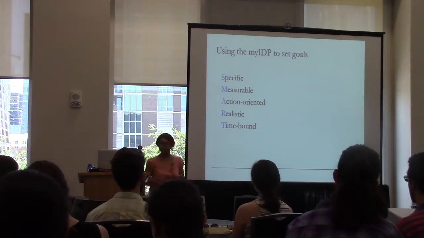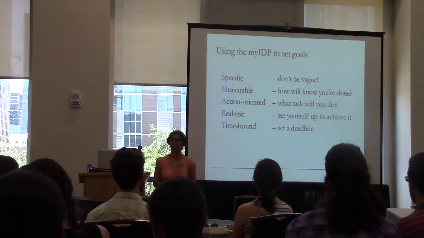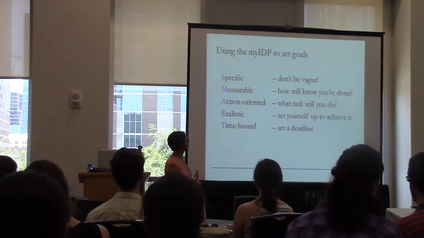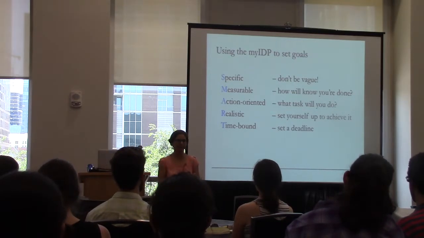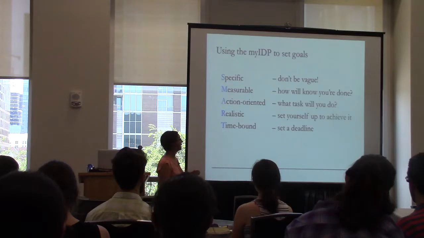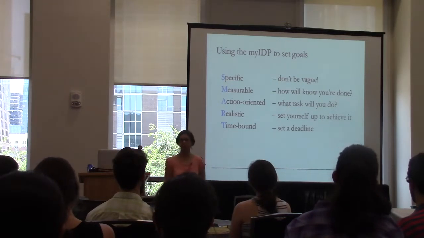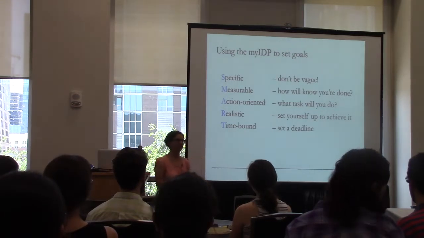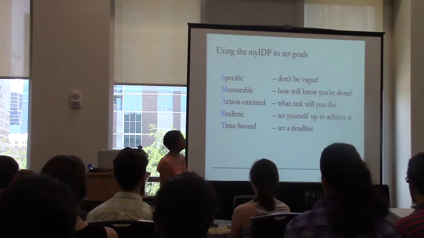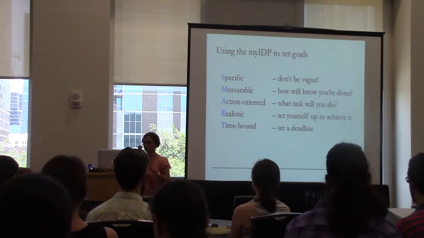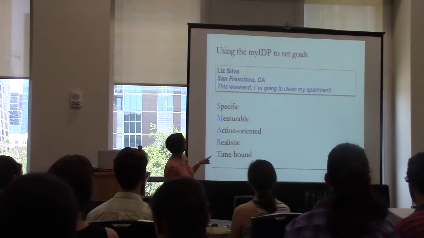And the specific basically means don't be vague when you set a goal. Measurable, you need to set an actual metric because otherwise you will not know if you finished it or achieved it. It needs to be action-oriented, so specify what task it is you're going to do. You have to make sure it's realistic because nobody wants to set goals that are unrealistic because that's depressing. So set yourself up to achieve it. And you want to make sure you set a deadline. That last one is really important because for some reason academics are terrible at that.